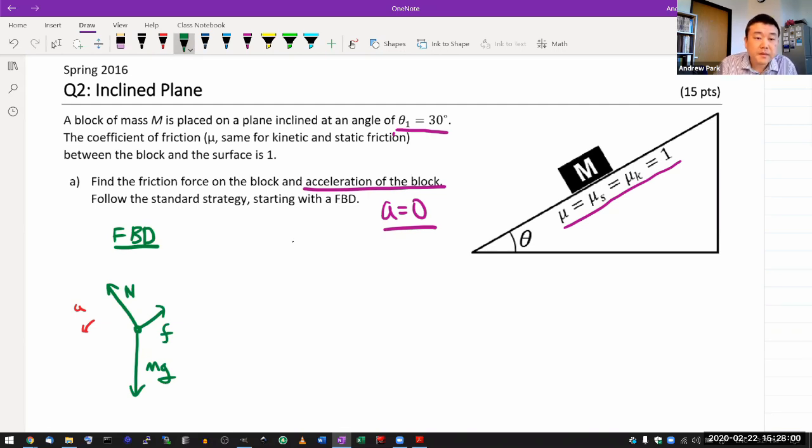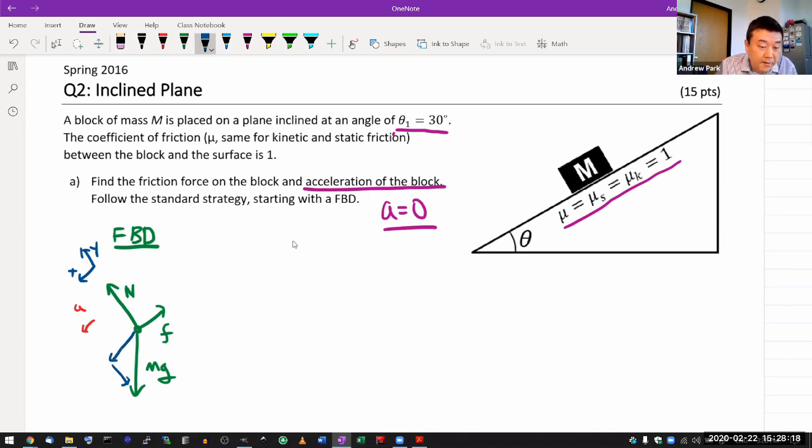All right, step number 1. Step number 2, I need to define my axes. That's going to be my x and y. Step number 3, I need to decompose my forces into components along x and y.